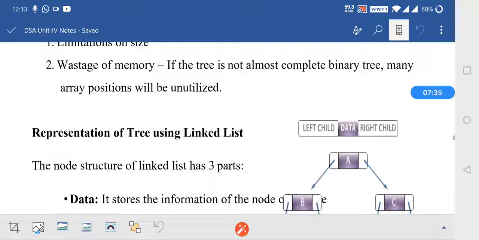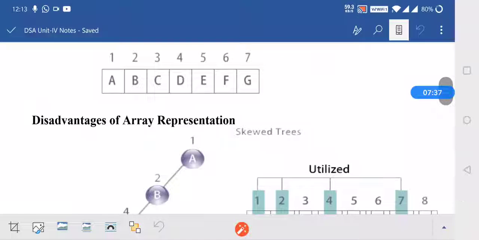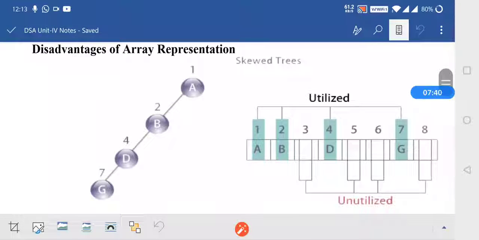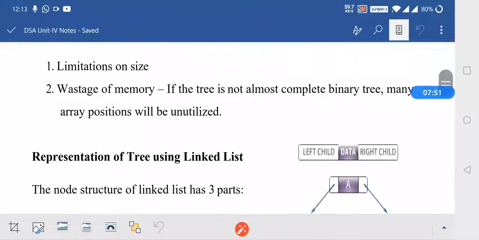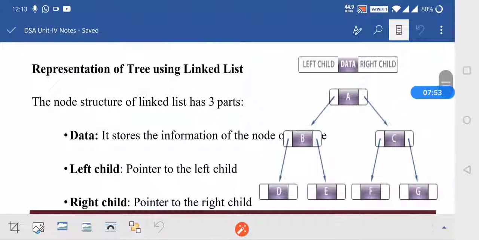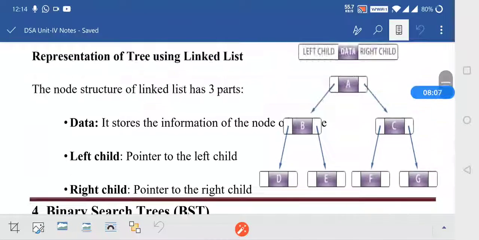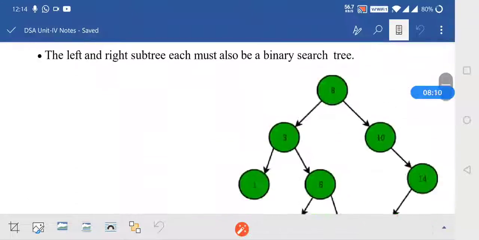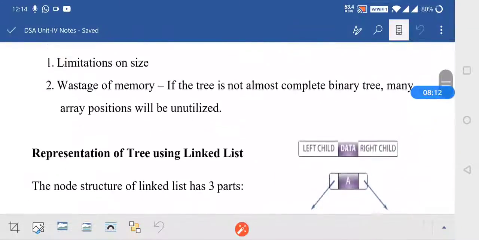We can see this particular example where the tree is represented by an array as A, B, C, D, where A, B, D, G are nodes and those nodes are connected by the index, that is nothing but array representation. And when it is represented by linked list, every node will have a left child and right child. Left child is responsible for the left side pointer, right child is responsible for the right side pointer. So that is how we can represent the tree using linked list and the tree using the array.